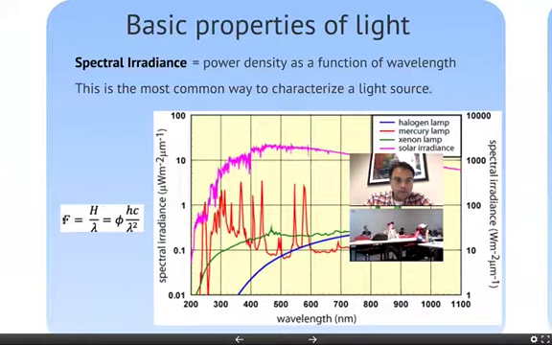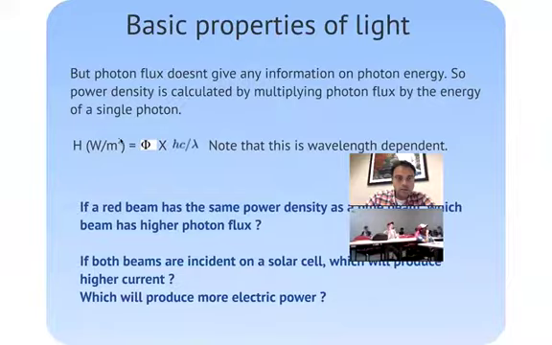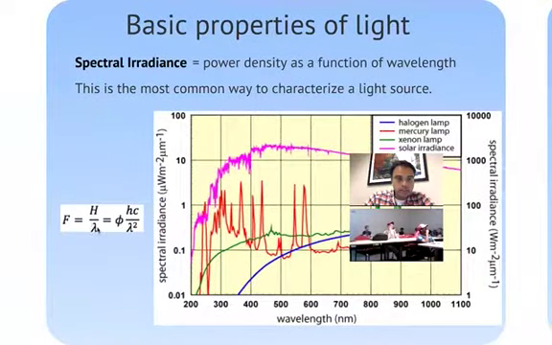The spectral radiance F is just H, which is the spectral power density from here, in watts per meter squared, divided by lambda, which is per unit wavelength. So you get phi, which is photon flux, times hc over lambda squared. This is from the previous equation.